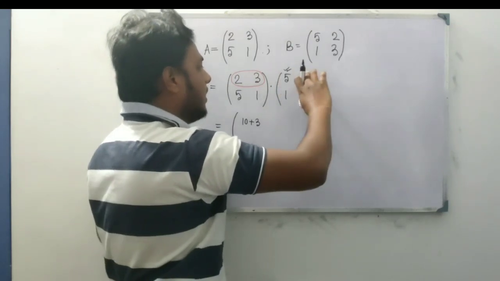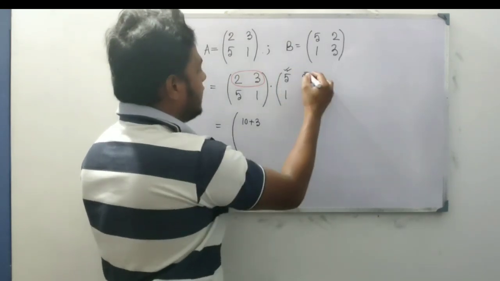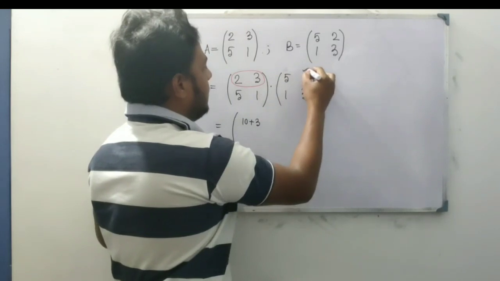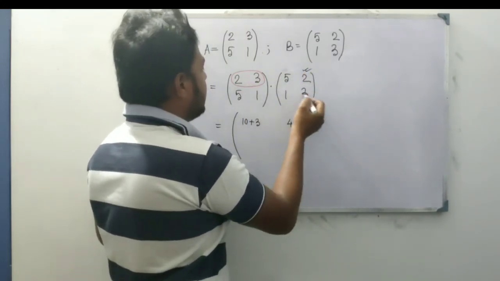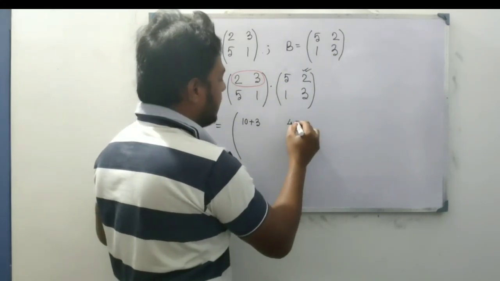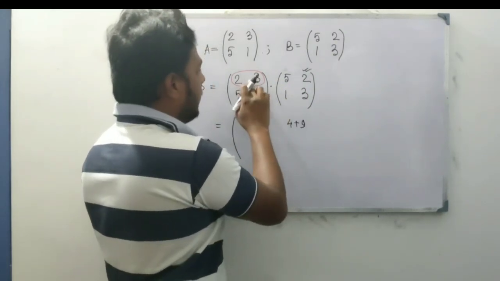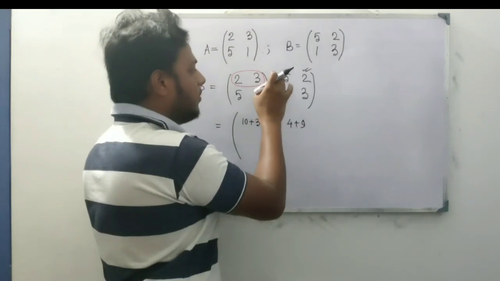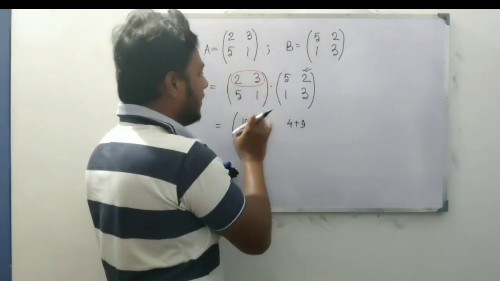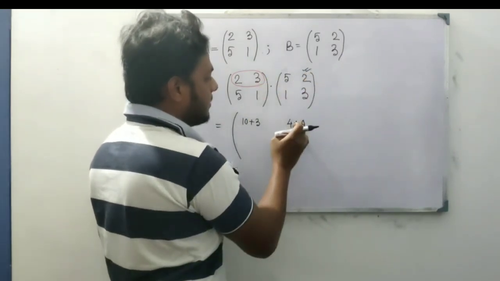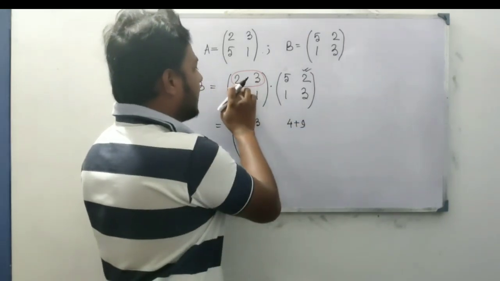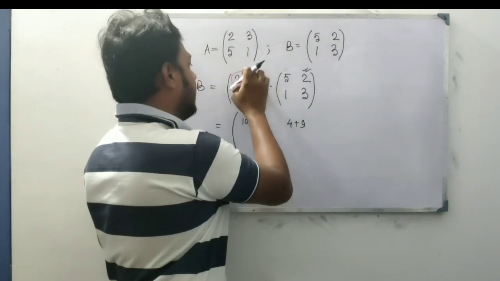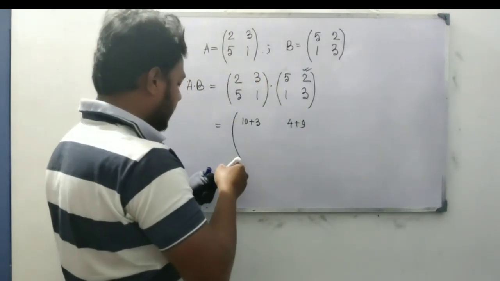So first column done, now the second column. If we consider the second column, then 2 into 2, 4, plus 3 into 3, 9. See, when we did the first column, we wrote the result here. So for the second column, we write it in the place of the second column. So with the first row, both columns are done. Next, consider the second row.